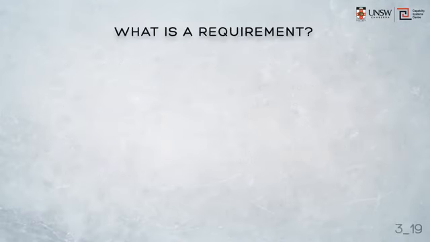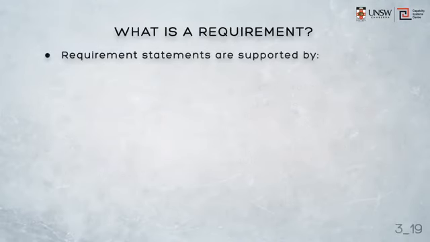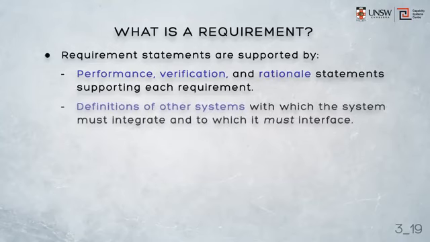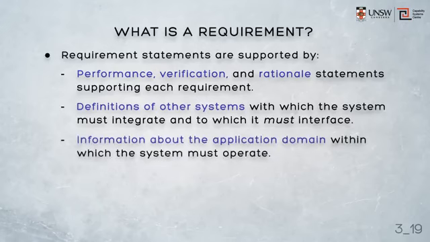Each statement of requirement is not written in isolation, but it needs to be supported by a number of other statements. First, there are performance statements, verification statements, and rationale statements supporting each of the requirements, and we'll look at each of those in a little bit more detail shortly. We must also include definitions of other systems with which the system must integrate or with which it must interface, and these are what we later on call external interfaces. We might also provide information about the application domain within which the system is to operate, or indeed even about the system itself as it operates within that domain.